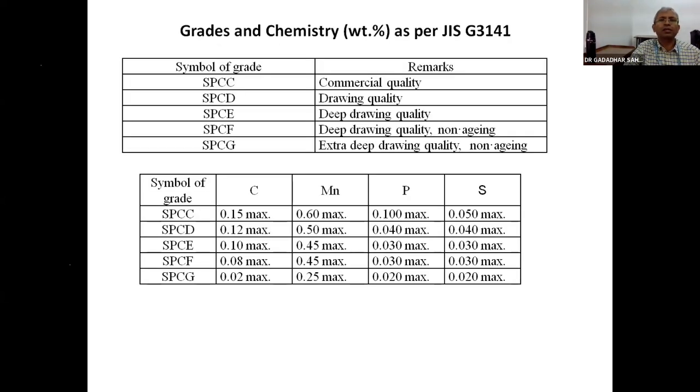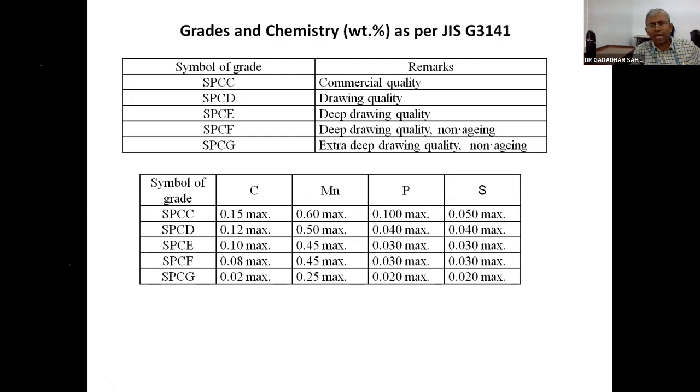Then again, JIS G3141. The grade symbols are SPCC, commercial quality; SPCD, drawing quality; SPCE, deep drawing quality; SPCF, deep drawing quality, non-aging. Non-aging is the same thing: stretcher strain will not come if it is non-aging. We can hold it up to 6 months, we can keep it up to 6 months. Extra deep drawing quality, non-aging.